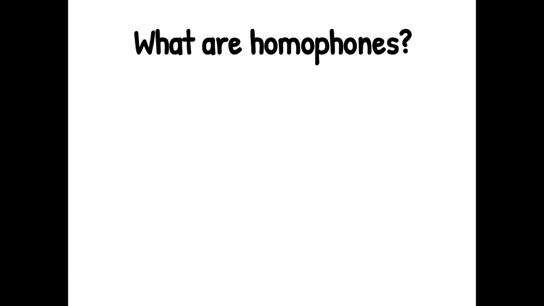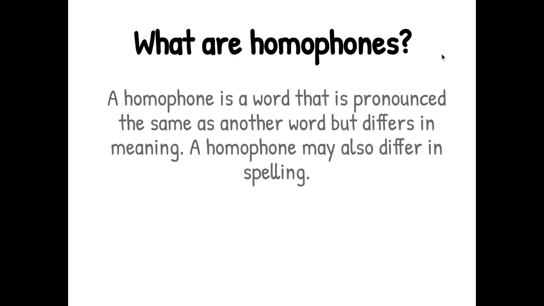All right. Now, if you just look at the word homophones, the part in there, phones, when you think of phones, you think, okay, I'm talking on the phone, I'm hearing. So it has to do with sound. So a homophone is a word that is pronounced the same as another word, but differs in meaning. A homophone may also differ in spelling. So that word pronounced, okay, that's how you say it. So it's how it sounds. So that's why I like that, homophones, the phones part kind of gives you a clue, right? Remember when we talked about clues?